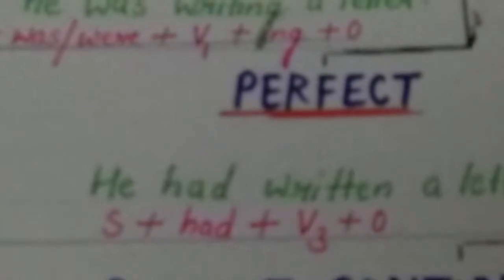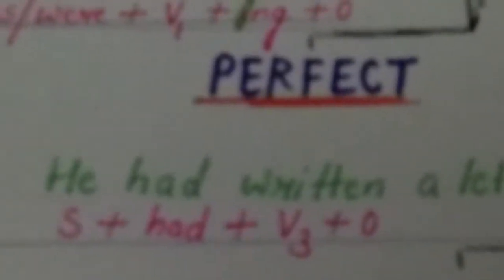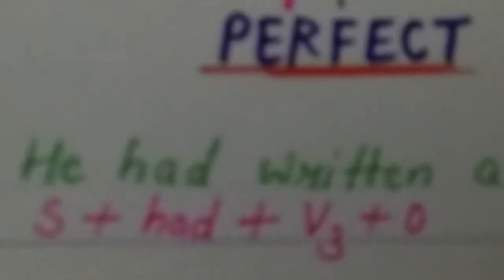Past continuous tense. It is also known as past progressive tense. Structure: subject plus was/were plus first form of the verb plus ing plus object. For example, he was writing a letter. Past perfect tense. Subject plus had plus third form of the verb plus object. For example, he had written a letter.